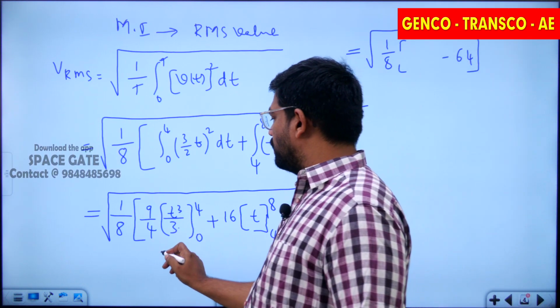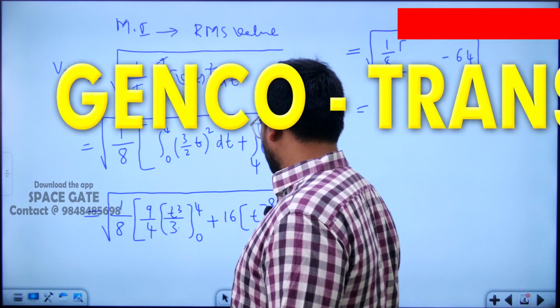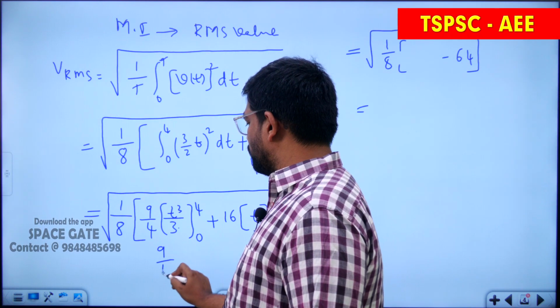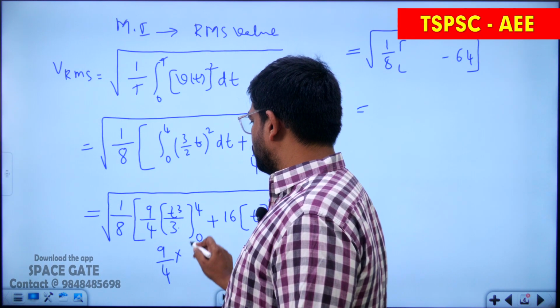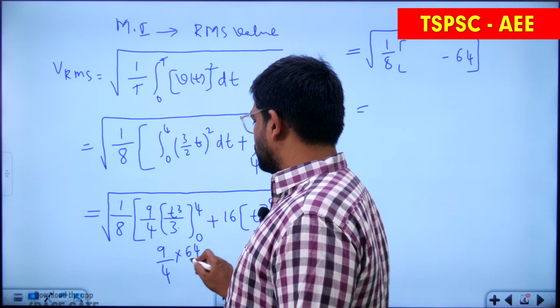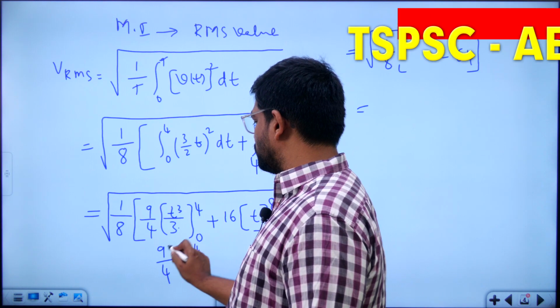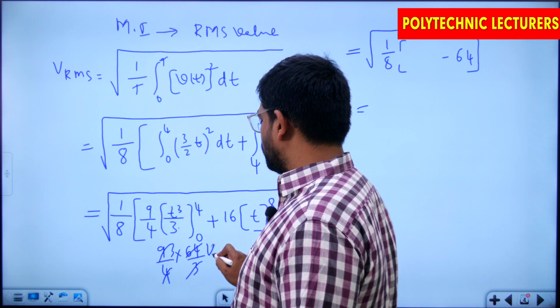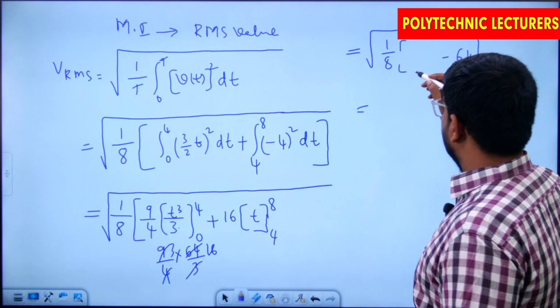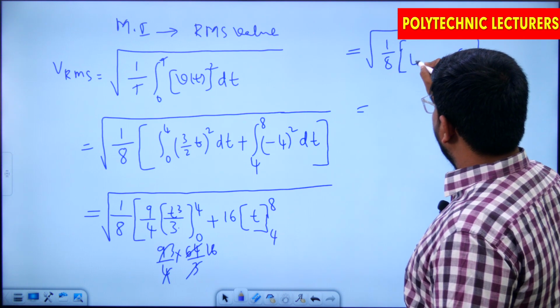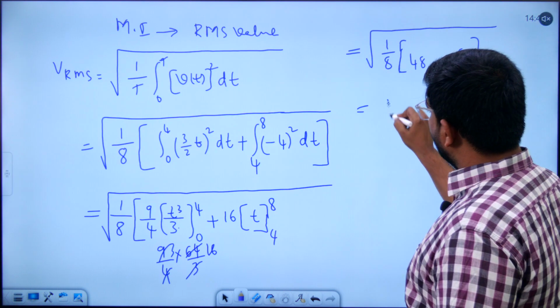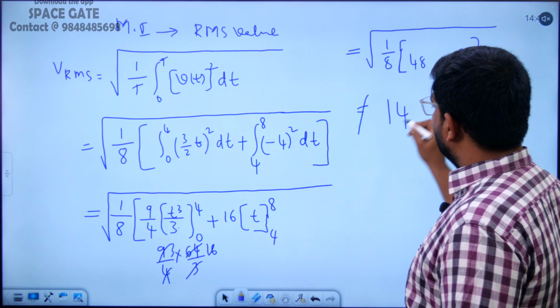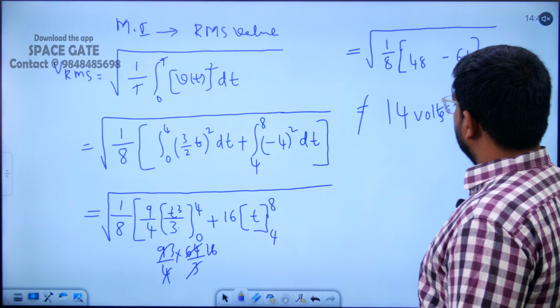So 9 by 4 into 64 by 3. Check it once. 3, and this is 16. So anyway 48 we will get. So anyway the result will not give 14 volts, right or not?